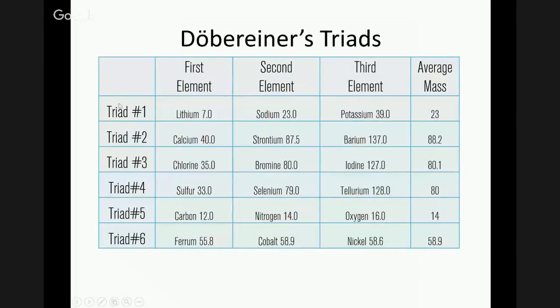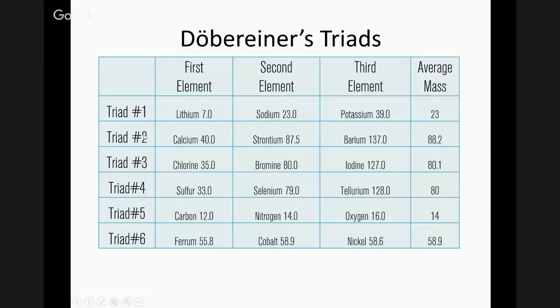His first triad was lithium, sodium, and potassium. If you look at the 3 of them, lithium has a mass of 7, sodium has a mass of 23, and potassium has a mass of 39. And if you take the average, you'll see that you get 23, which is about the mass of sodium.